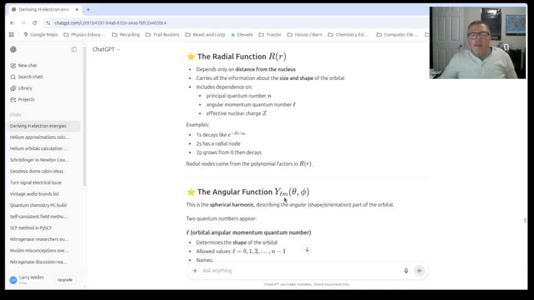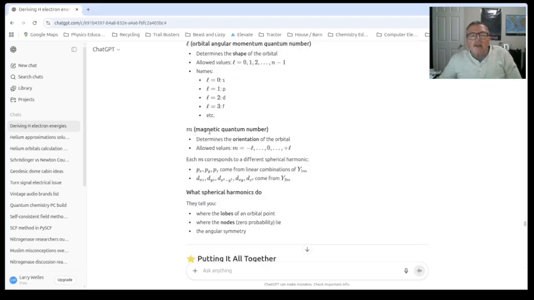Angular momentum is what happens when things spin. The magnetic number is the orientation of the orbital. So think of it this way: this determines the shape, and this determines the orientation. So those magic numbers will tell us all kinds of things. And let's look at the different things.